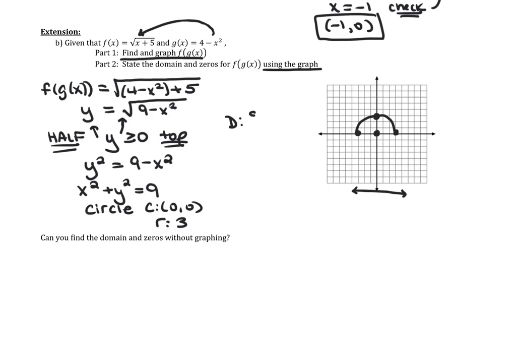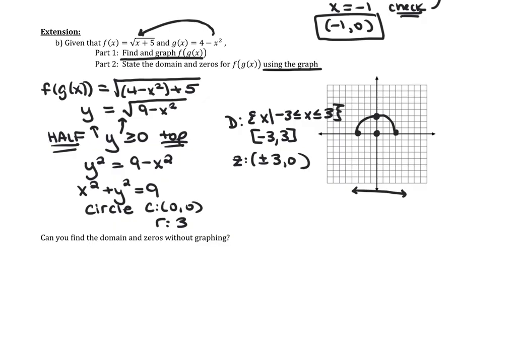So using set notation, it'd be the set of x's such that negative 3 is less than or equal to x, which is less than or equal to 3. Or using interval notation, -3 to 3. And our zeros are where our graph crosses or touches our x-axis, and it touches at both positive and -3, 0. So that would be the answer to part 2.